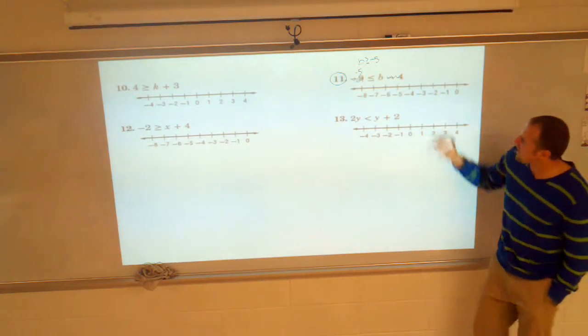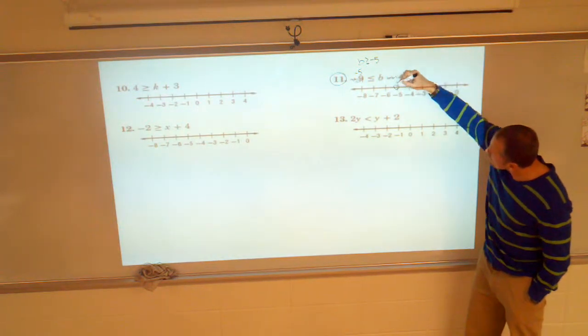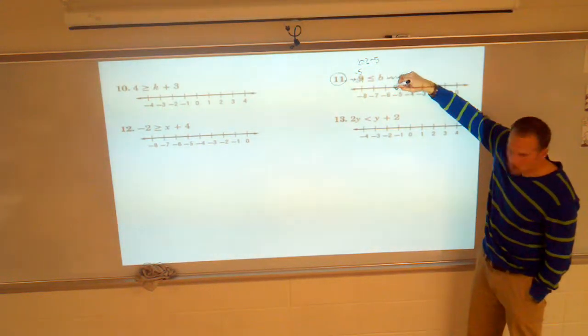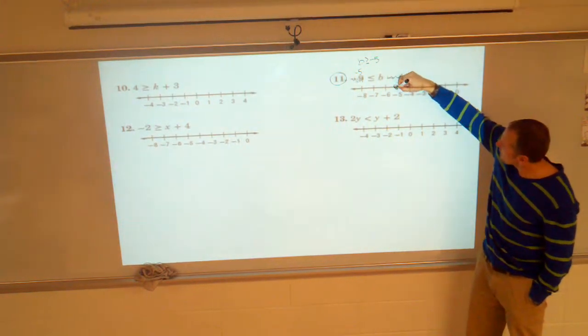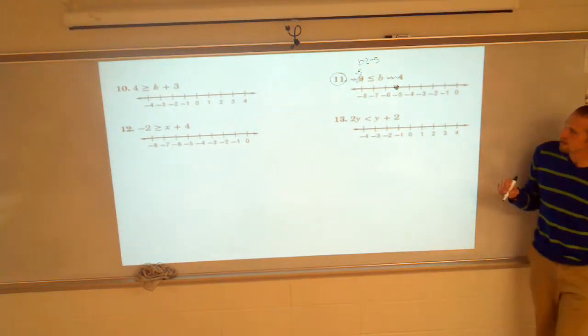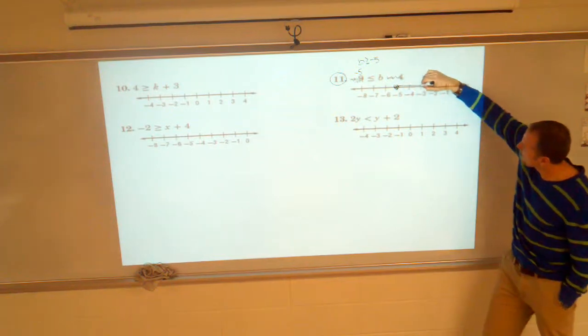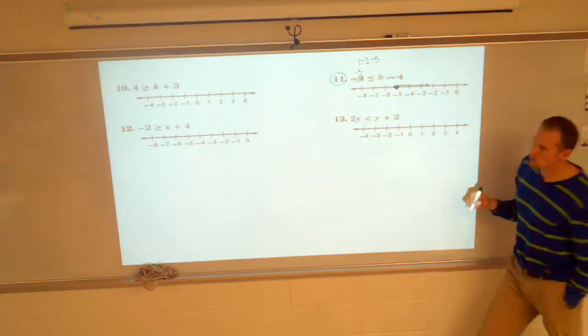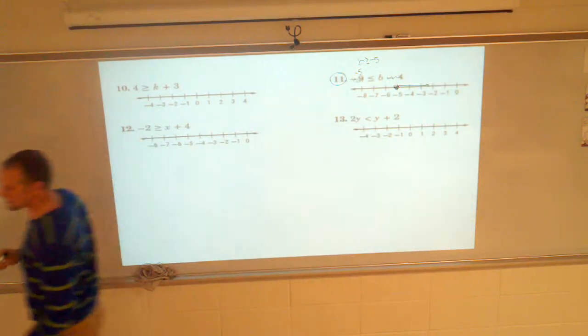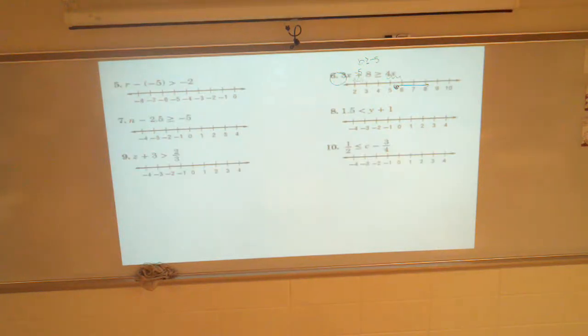So Haley, at negative 5, do I have an open or closed circle? Closed circle. And Nick, which way is it pointing? To the right. Very good. This is an arrow pointing to the right, so I am going to the right up here. Very nice. Okay.